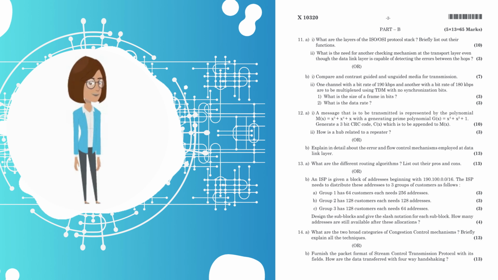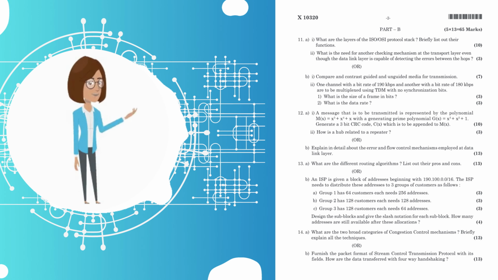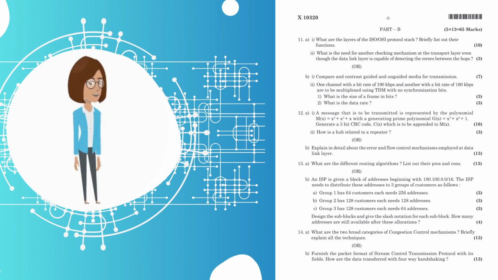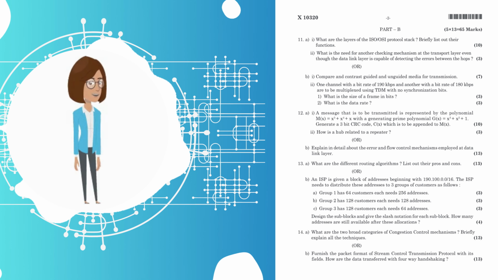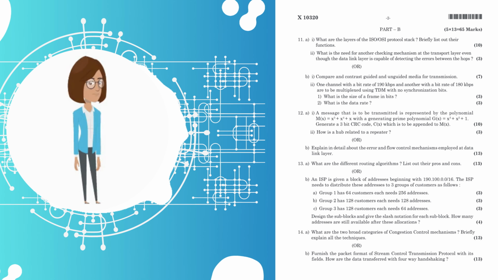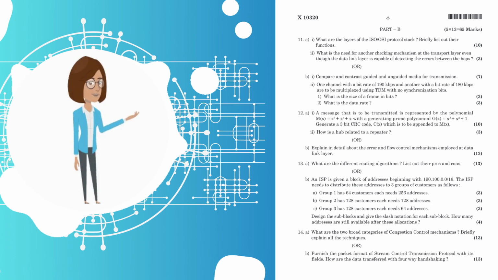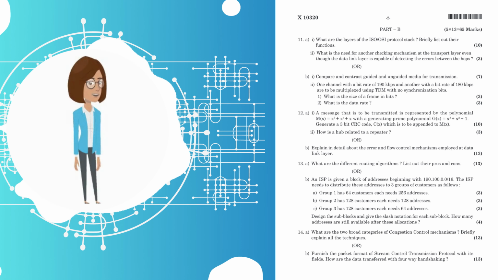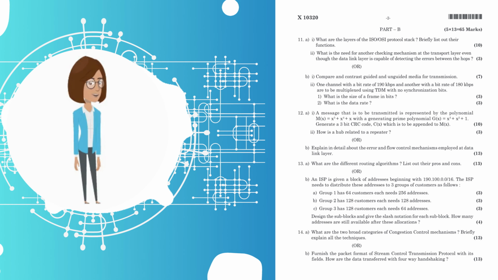A. Group 1 has 64 customers, each needs 256 addresses. B. Group 2 has 128 customers, each needs 128 addresses. C. Group 3 has 128 customers, each needs 64 addresses. Design the subblocks and give the slash notation for each subblock. How many addresses are still available after these allocations?